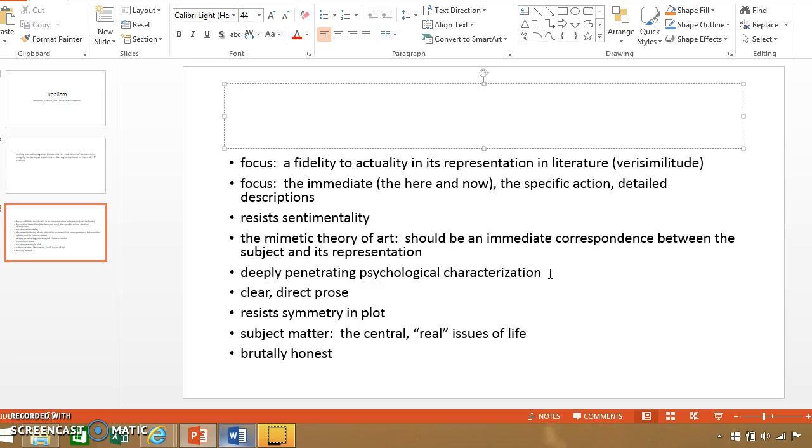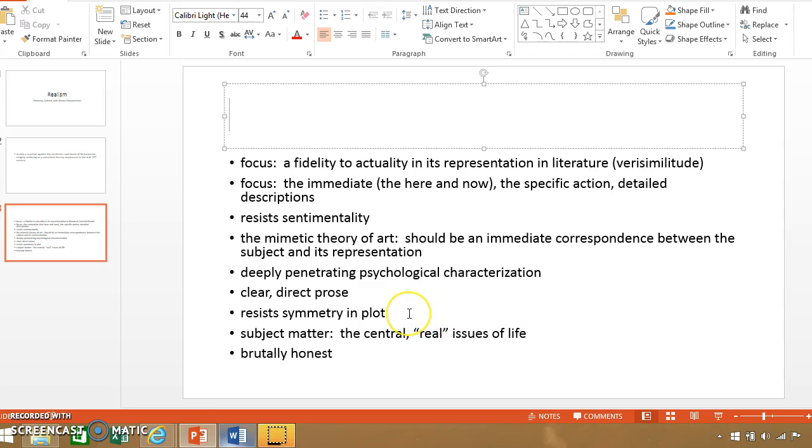There is deeply penetrating psychological characterization. You tend to be all up in the characters' heads. And the prose is clear and direct, far less whimsical or flighty or ornamental than what is typically associated with Romanticism. Very blunt. And it resists symmetry in plot, and, well, why is that?